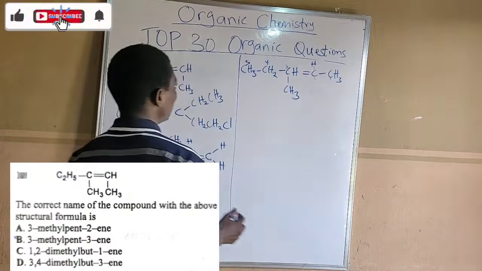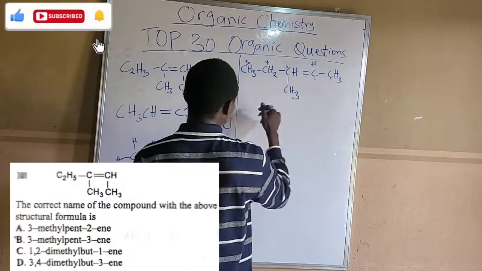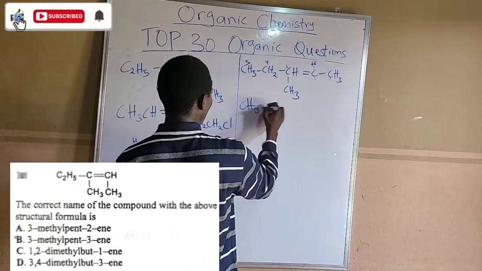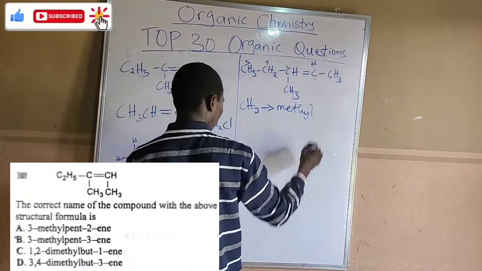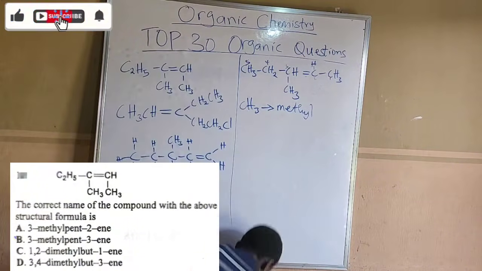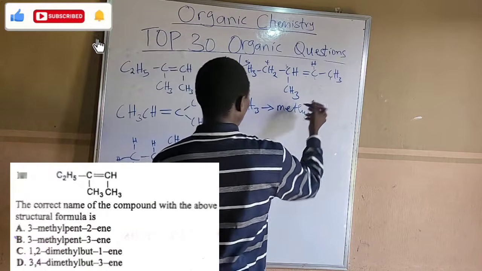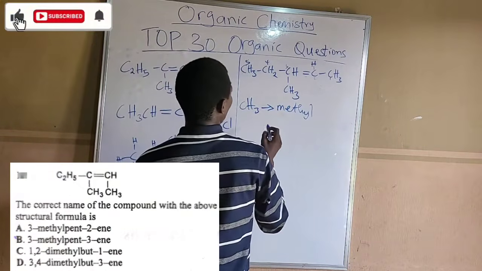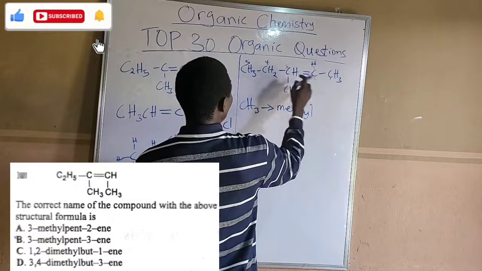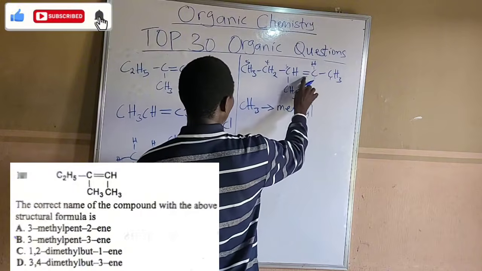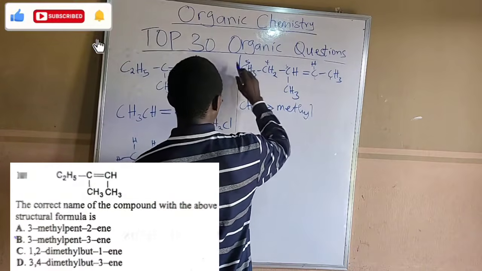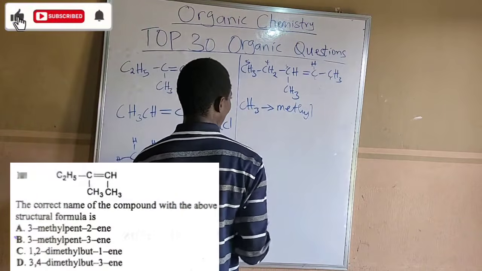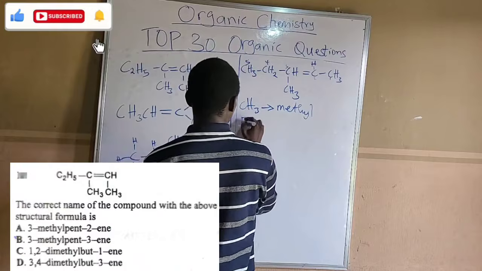So if you want to start naming, the substituent we have is CH3. CH3 is called what? Methyl. It is called methyl. And then, what will be the parent name? The double bond tells us that it is an alkene member. So which alkene member has 5 carbons? That is pentene, right? Pentene.